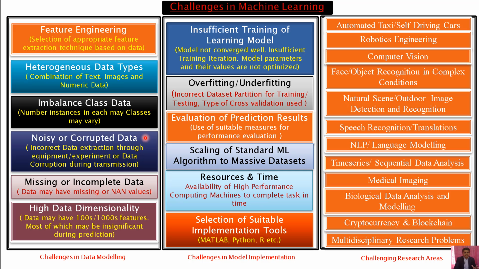The next is noisy or corrupted data. When we are working on data, the data may be noisy or corrupted. The noisy data may be obtained from any equipment or experiment that does not reflect the actual values. And the second problem here is that the data may be corrupted during transmission.